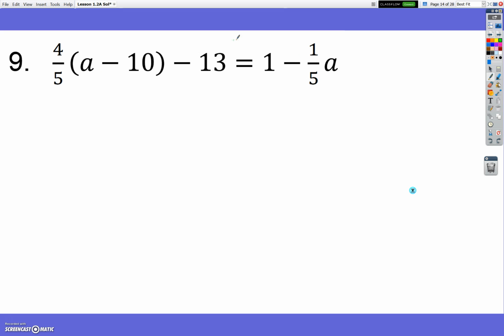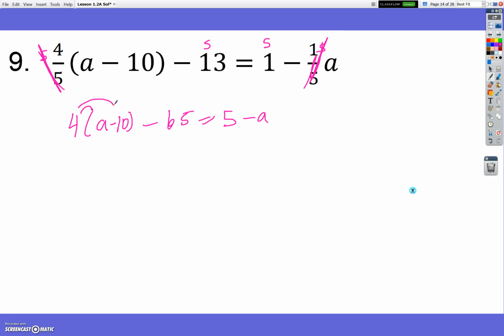Looking on this one, there's a few things we can do. I personally don't like these fractions, so I'm going to multiply each and every term by 5. This is going to cancel, and I'm left with 4 times the quantity of a minus 10 minus 5 times 13 is 65 is equal to 1 times 5, which is 5. And then these cancel, I'm going to get minus a.